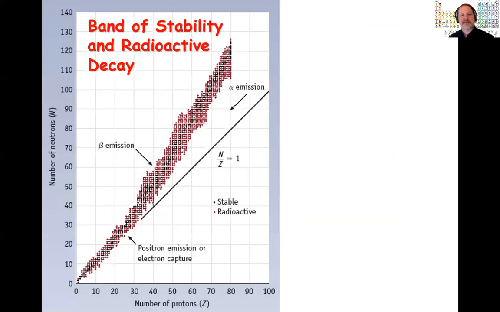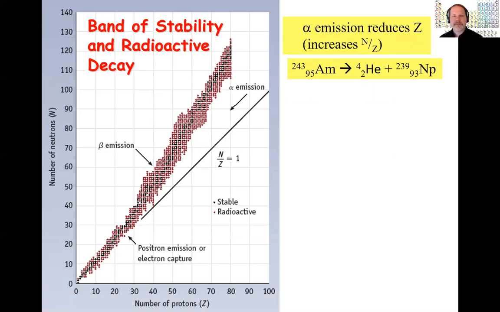Let's go back to this band of stability and radioactive decay, where there's some important things we can learn about what happens when we think about nuclear transformations relative to this band of stability here. One of the ways we're going to look at it here is americium-243 decaying by alpha particle emission to create neptunium. I believe that is the particle.